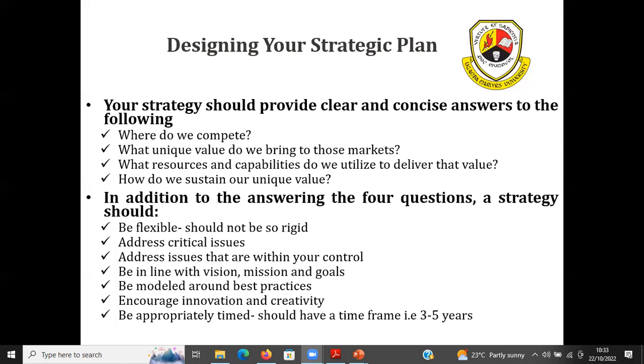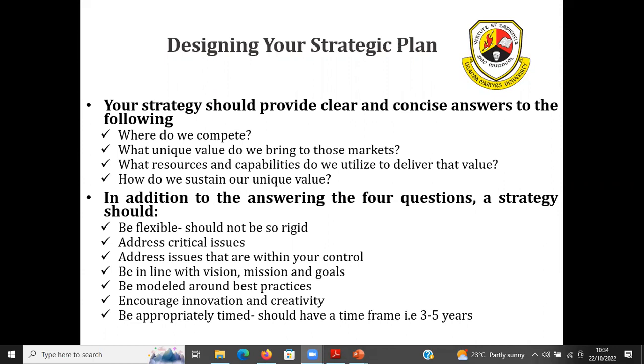Designing your strategic plan. Now, I want to reiterate what I said yesterday. We don't expect that at the end of this module, you should be able to develop very great and wonderful strategic plans. No, the purpose of this module is to take you through the process and the steps of developing a strategic plan. As we have seen, developing this plan is not a one-man show. You find it is done by everyone, or everyone is involved in it.